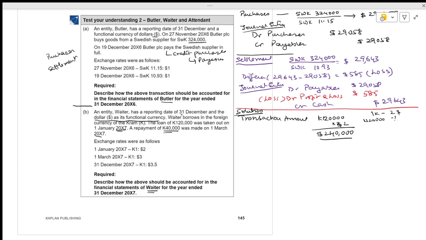Now, what is the general entry you have to write? You are borrowing in a foreign currency. Means you are receiving cash, so debit cash, and credit what? Liability. Which liability? It is in the form of a loan. How much? It is in dollars. 240,000.